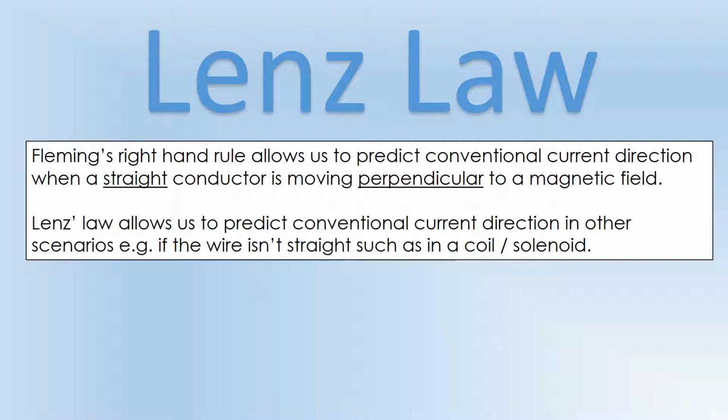What Lenz's law allows us to do is predict which way the current is in other scenarios. So if the wire isn't straight, maybe it's in a coil, or anything else, we can use Lenz's law for that. So that's why it's useful.